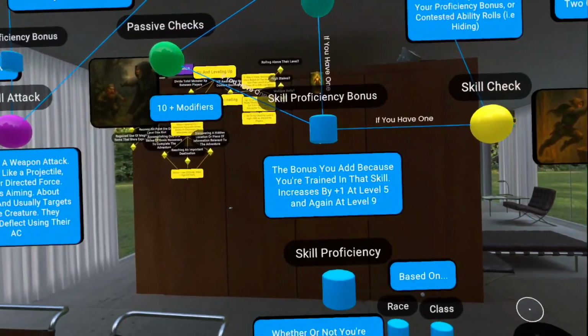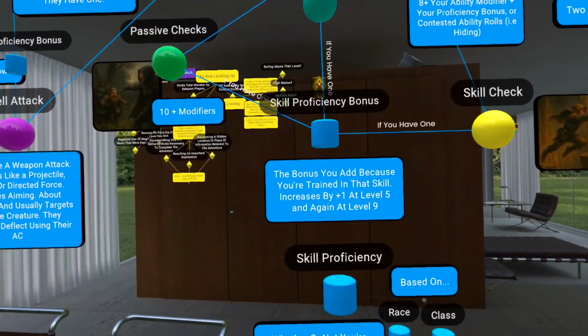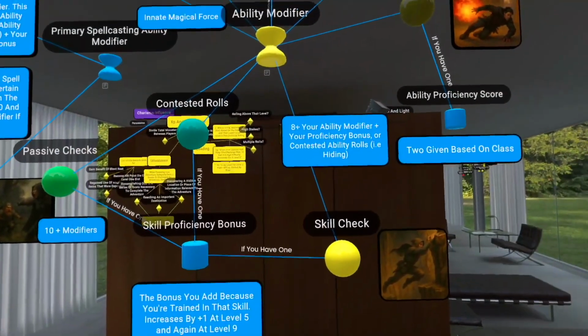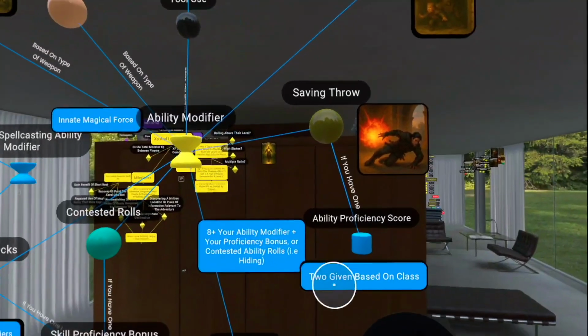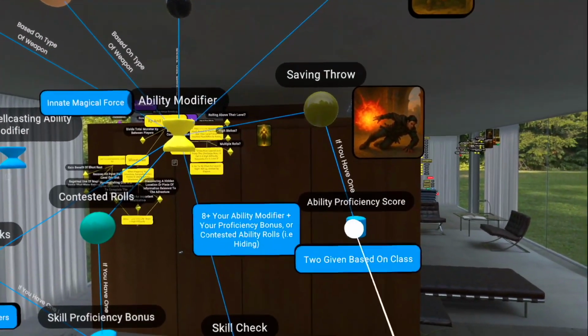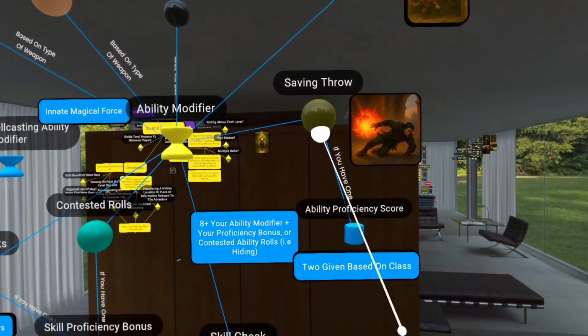And I've added some text here as well to give a few little pointers about what these different things actually are. Saving throws, that's showing you that's your ability modifier, and then ability proficiency score if you have one.